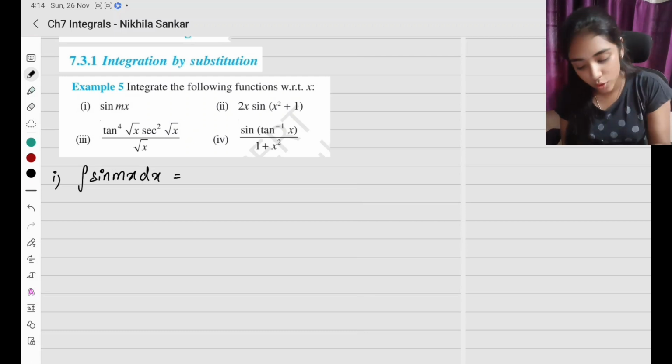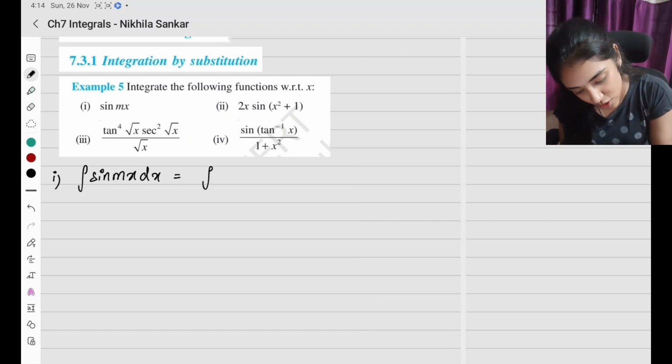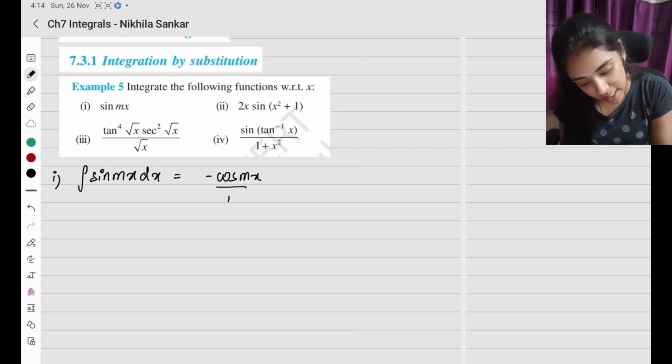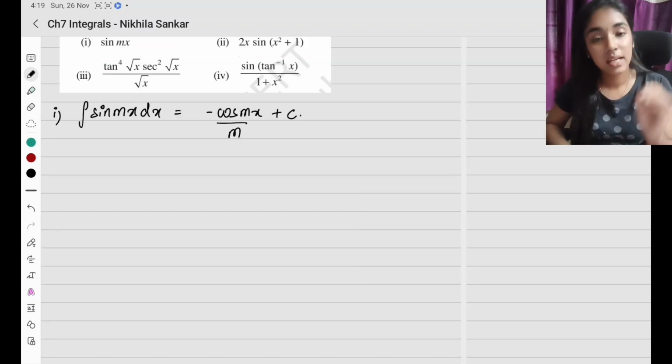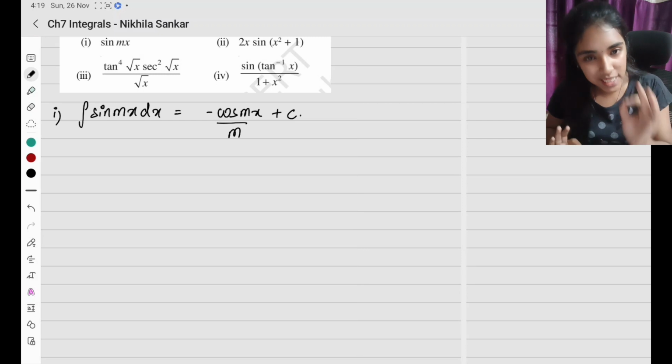So நம்ம யூசுவலா என்ன பண்ணுவோம்? Integration of sin is going to be minus cos இல்லையா? So it is going to be minus cos mx divided by whatever the constant is you are going to write plus c. So this is one way of doing it. I am going to make a substitution for easy calculation.